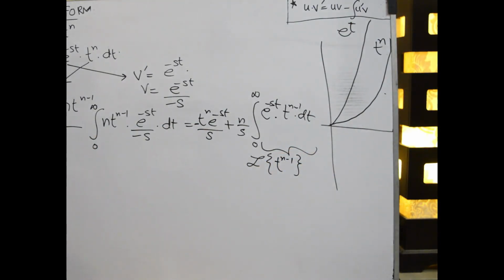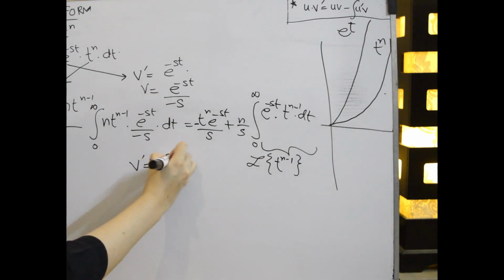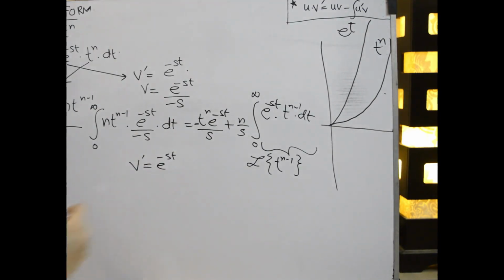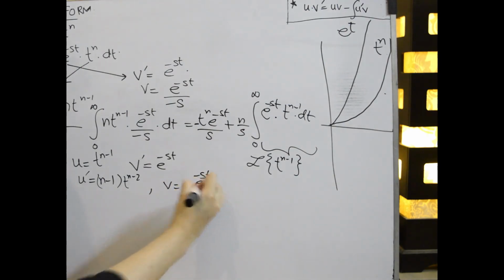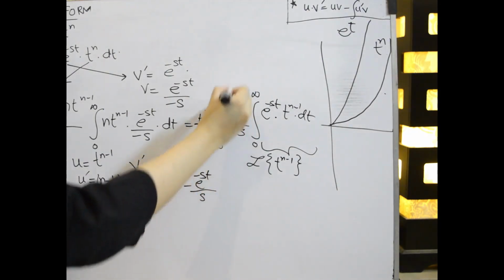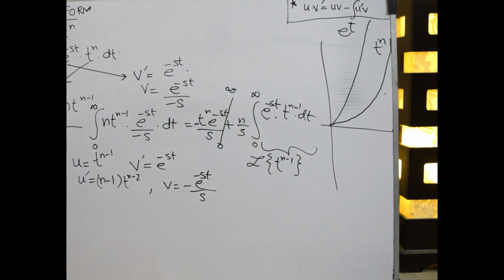Now how to solve this integral? We again use integration by parts, and for this I again suppose v dash is equal to e to the power minus st, and u is equal to t to the power n minus 1. So u dash is equal to n minus 1 into t to the power n minus 2, and v is again e to the power minus st divided by minus s. That gives rise to this. So I use this form, and I have to use the limits of integration 0 to infinity.